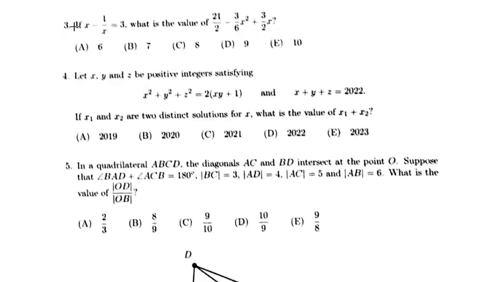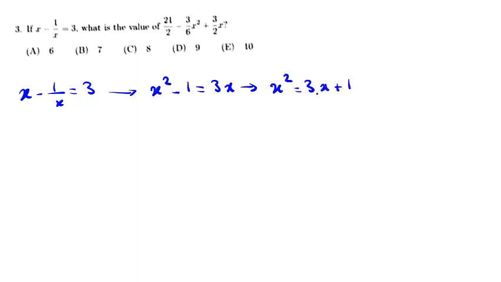SMO 2019 Junior Section First Round, Problem number 3. If x minus 1 over x equals 3, what's the value of this term? If we consider the first one, x minus 1 over x equals 3, multiply both sides by x, it will be x squared minus 1 equals 3x, so x squared equals 3x plus 1. So you can replace x squared with 3x plus 1. Here the degree is 2, so you need to replace only once.